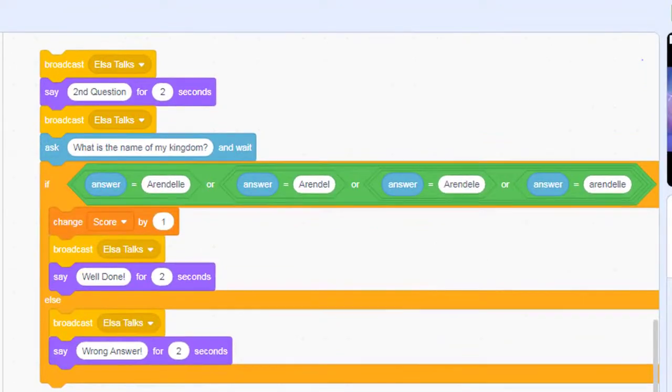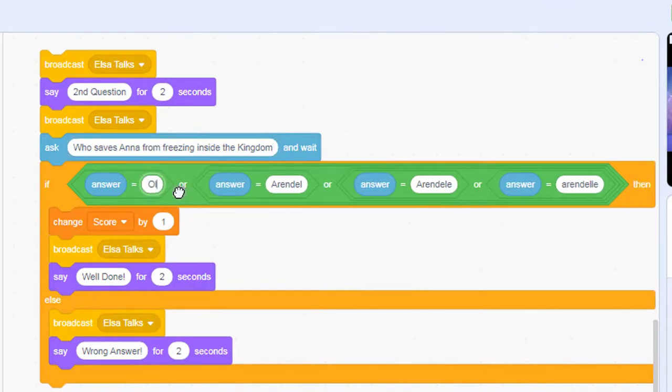My first question was about the kingdom. The second question will be a little bit more tough. It is, who saves Anna from freezing inside the kingdom? And the right answer is Olaf.